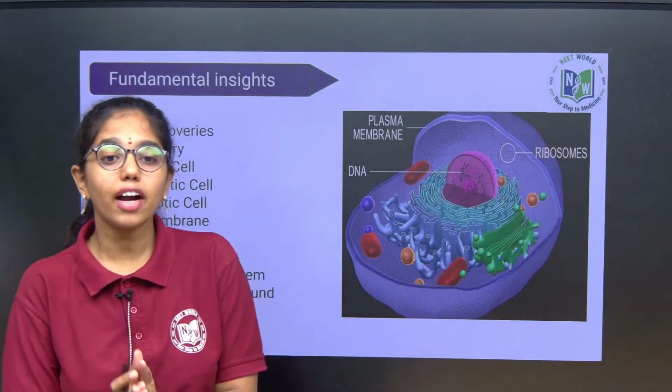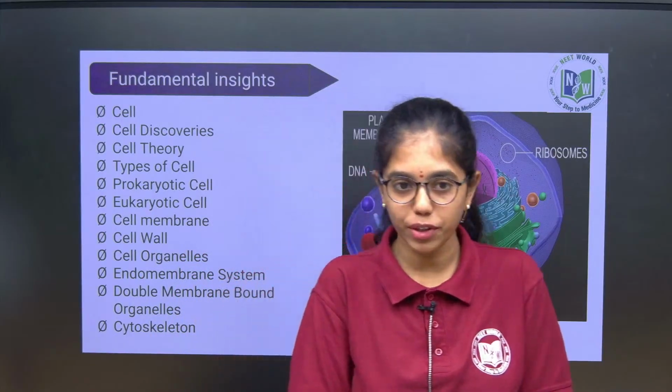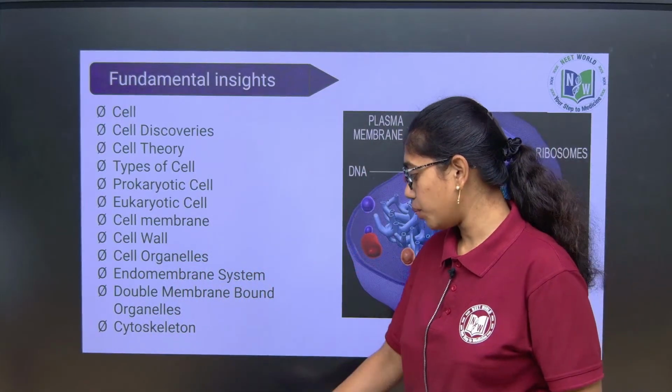So, today we are going to start our bridging course. Firstly, we will begin with the chapter Cell the Unit of Life. Why are we starting with this chapter?